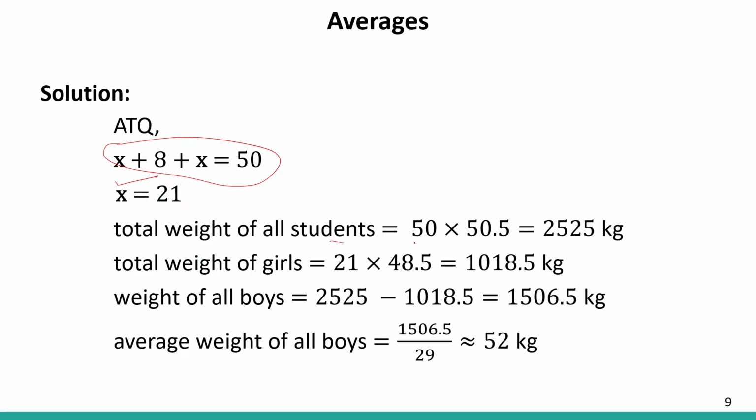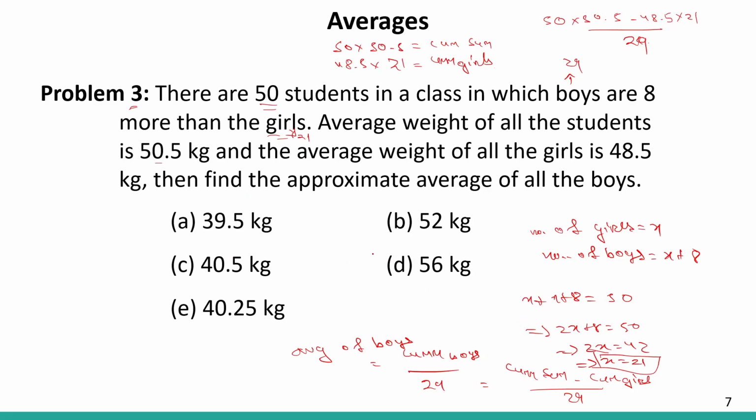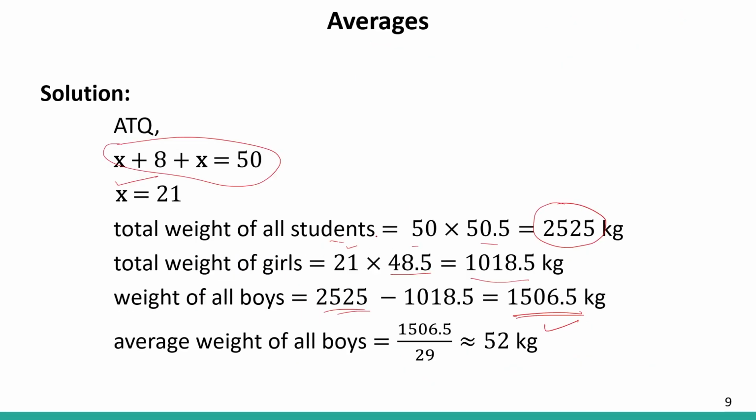So total weight of students is equal to 50 into 50.5, that is equal to 2525 kg. So total weight of girls is equal to 21 into 48.5, which is 1018.5 kg. So weight of all boys is equal to 2025 minus 1018.5, which is 1506.5 kg. So average weight of all boys is 1506.5 whole by 29, that is approximately 52 kilograms. So among these 5 options, only this one is the correct one, and the other options are all wrong. You can see the approach here. The same approach is assumed here.